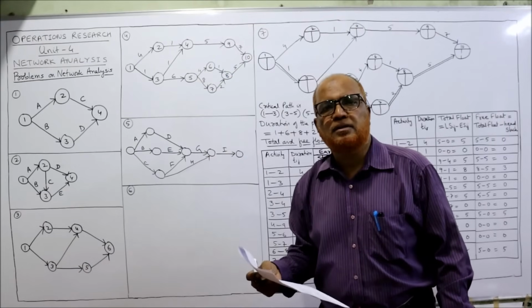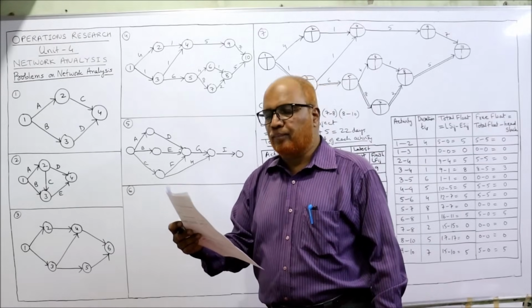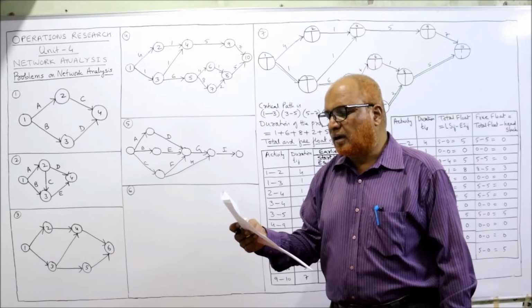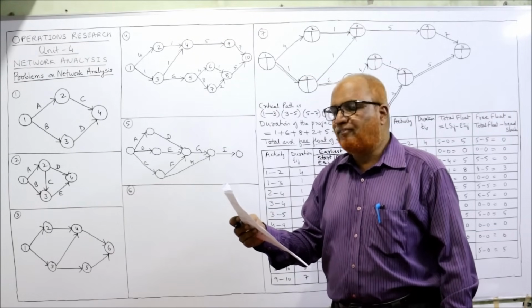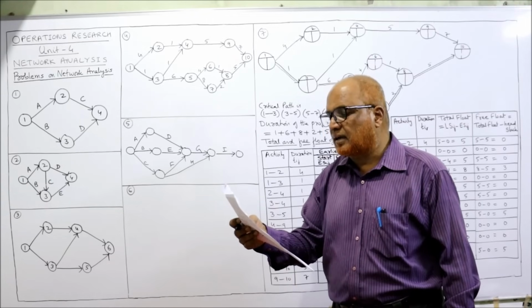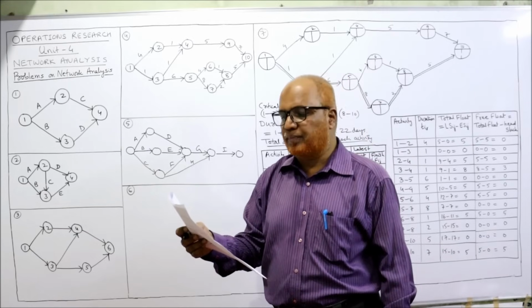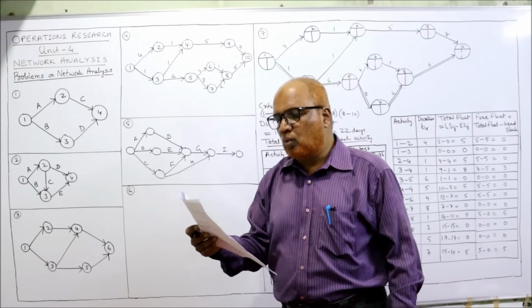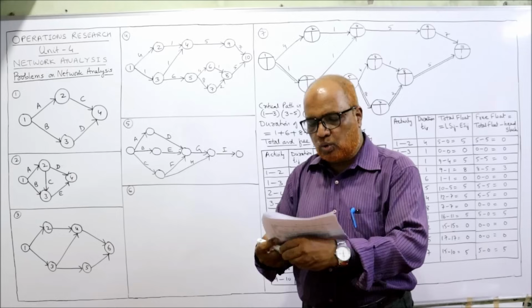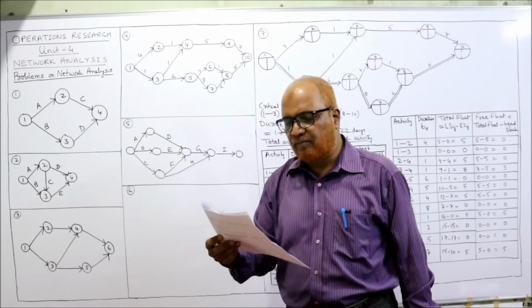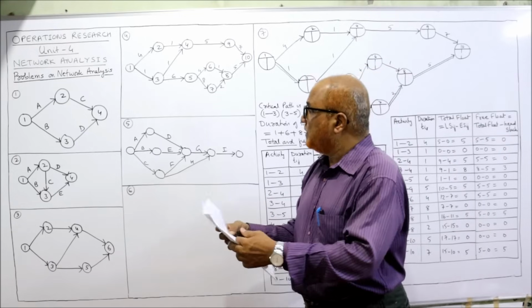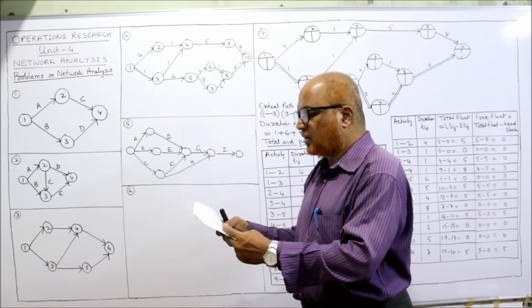Fifth problem completed. Now see the sixth one. With the following data, draw the network, find the critical path and the expected time. Activities are 1 to 2, 1 to 3, 1 to 4, 2 to 3, 2 to 4, 2 to 5, 3 to 5, 4 to 5. Durations are given. Achha, in the previous problem, durations were given. We have not written the duration.